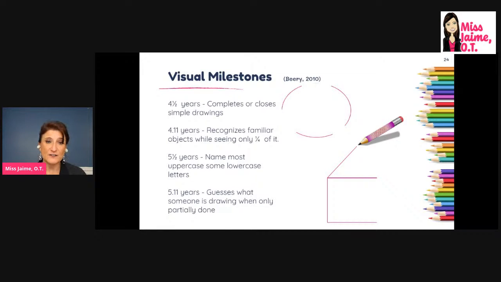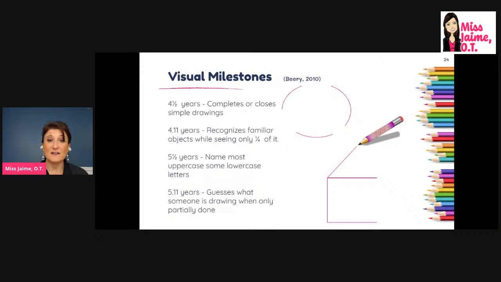At 5.5 years, they're able to name most uppercase letters and some lowercase letters. Now 5.5 is usually the middle of kindergarten. They're supposed to be able to name most uppercase and some lowercase by the middle of kindergarten. As far as I'm concerned, if I have a child who's doing that in kindergarten, they're probably going to be flagged as behind because they're expected to know most of their letters, if not every one of them, by the middle of the year for sure.